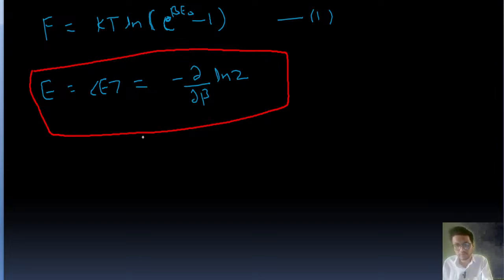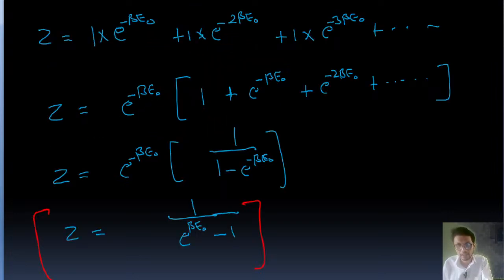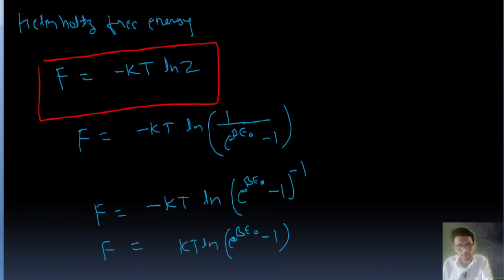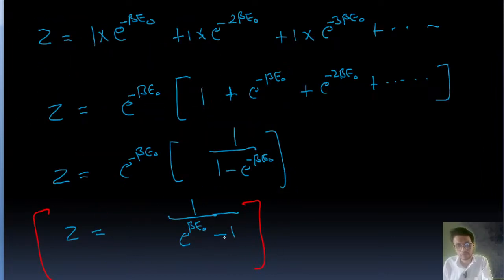E is the average energy given in the question. So this is going to be minus del upon del beta ln z. The ln z value we know, right? The z value is 1 upon e to the power beta e naught minus 1. This one I'll show you. This is the z value.